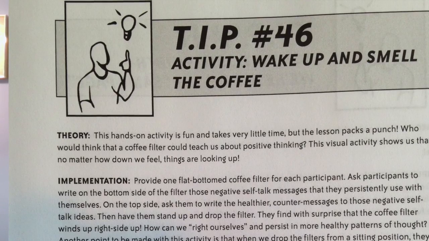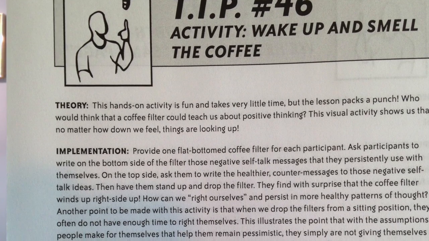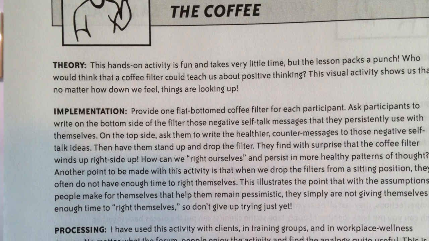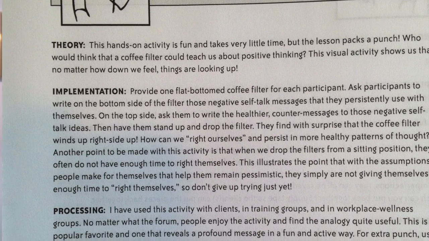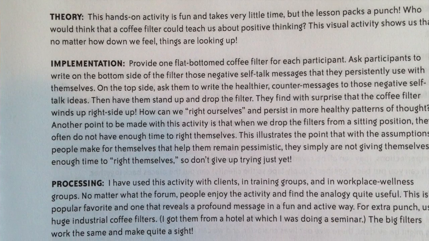Each tip is broken down into 3 parts. T stands for theory, the rationale for the certain tip. I for implementation, which is the directions of how to implement the activity. And P is for processing, which is how to process and review the takeaways with your clients.